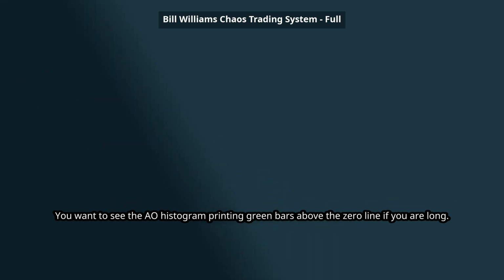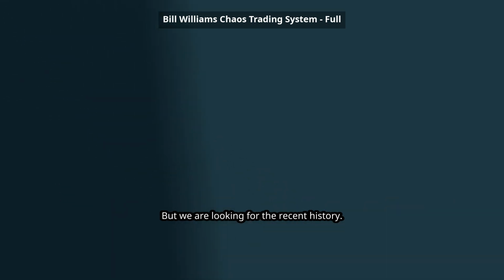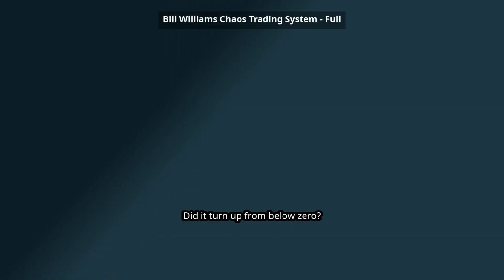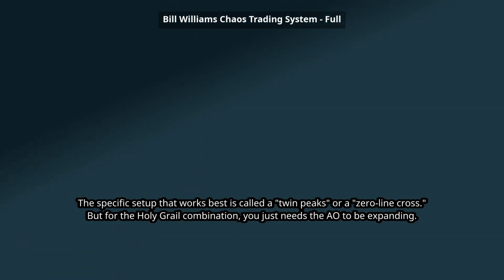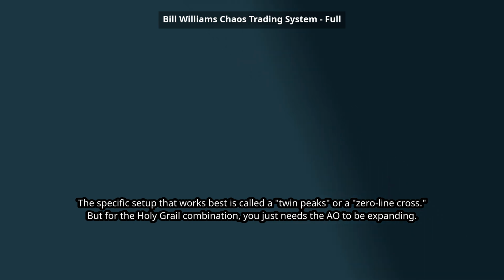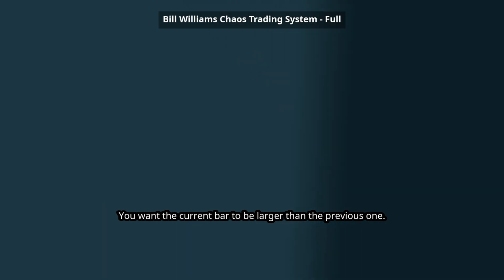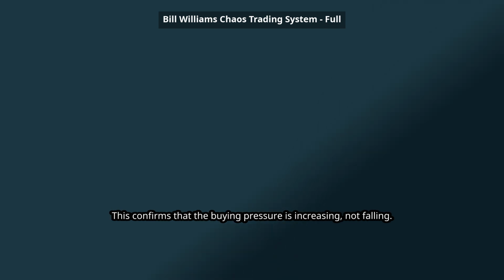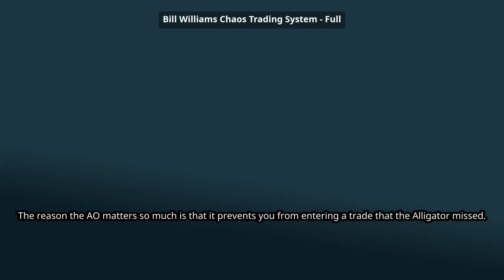The specific setup that works best is called a Twin Peaks or a zero-line cross. But for the Holy Grail combination, you just need the AO to be expanding. You want the current bar to be larger than the previous one. This confirms that the buying pressure is increasing, not falling. The reason the AO matters so much is that it prevents you from entering a trade that the alligator missed. The AO is faster. It will show you when momentum is flagging before the alligator's lines cross.